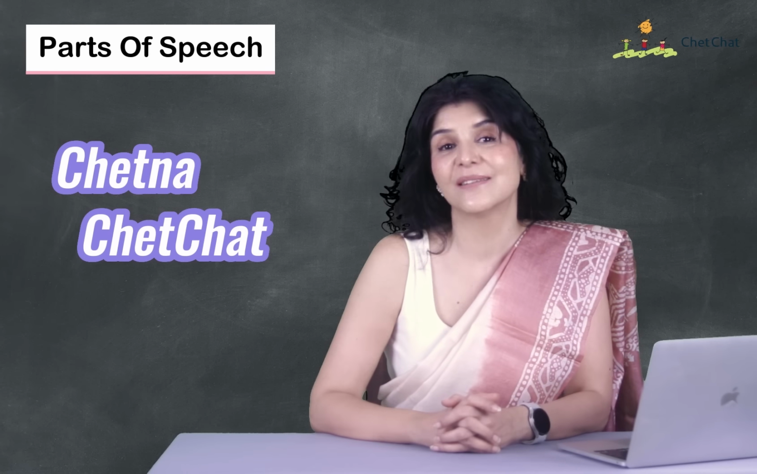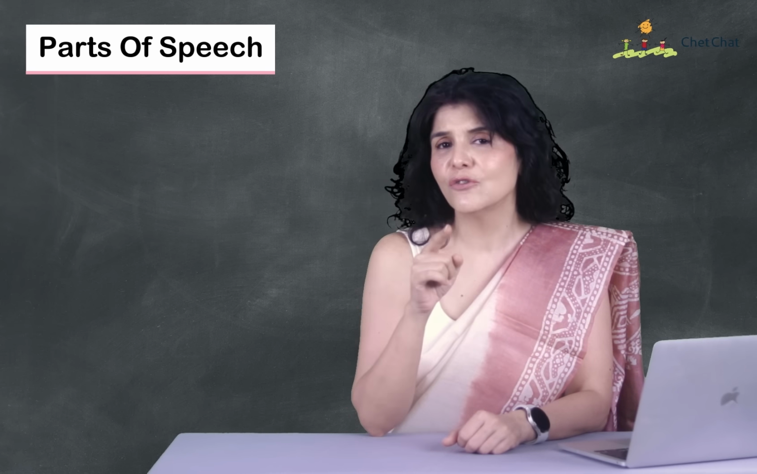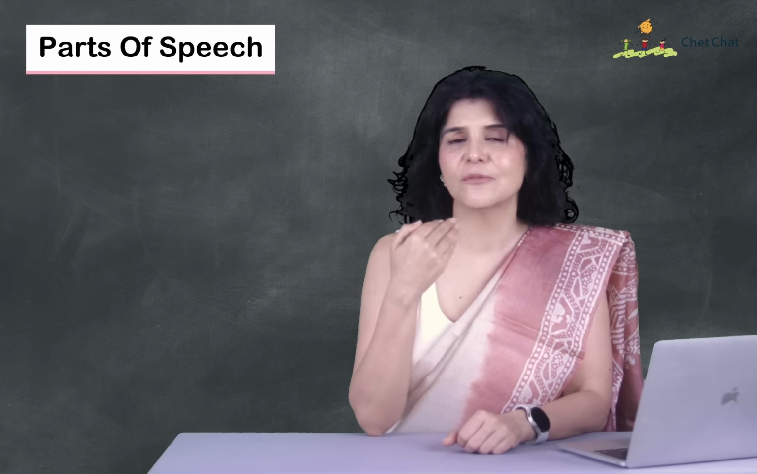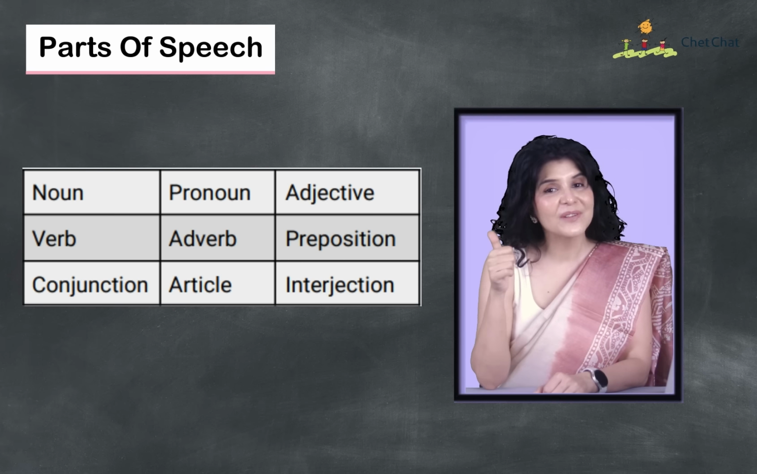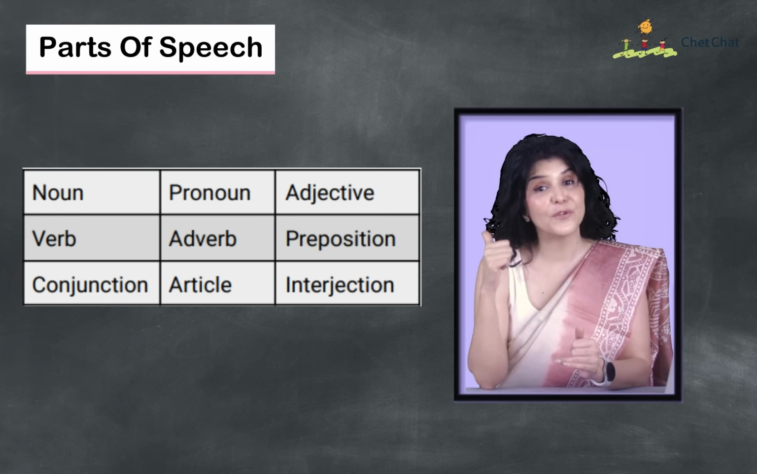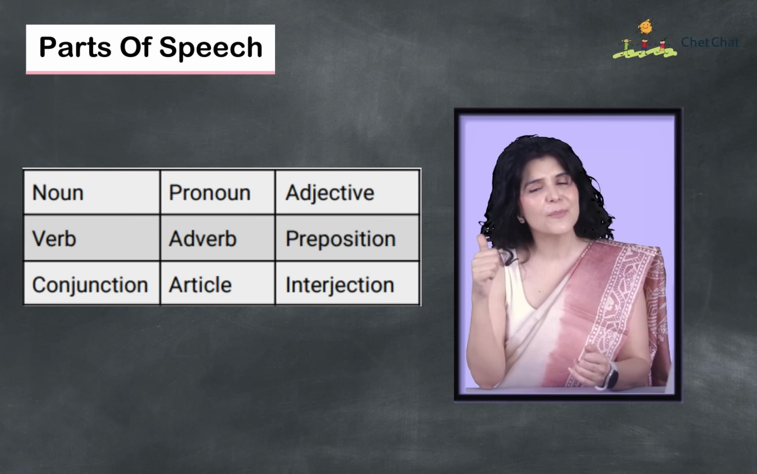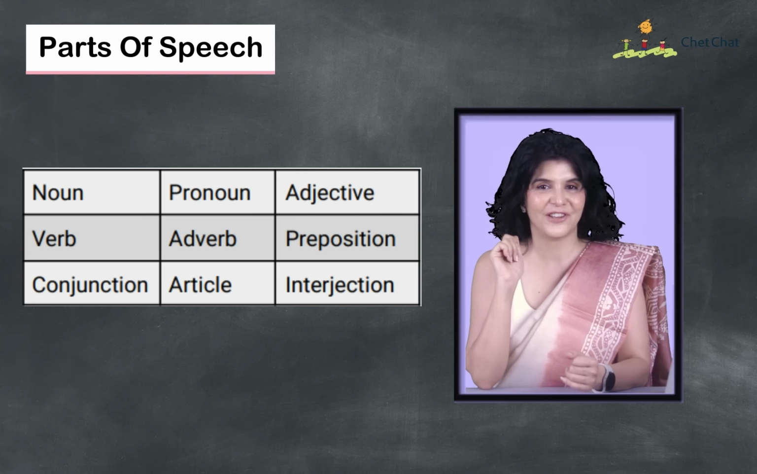Now, what are parts of speech? Every word in English belongs to one of 9 categories and we call them parts of speech. Usually you're going to find 8 parts of speech, but in this masterclass we're going to learn 9. They are here on your screen. They are nouns, pronouns, adjectives, and this time we're going to include determiners. You've got verbs, adverbs, prepositions, conjunctions, articles and interjections.